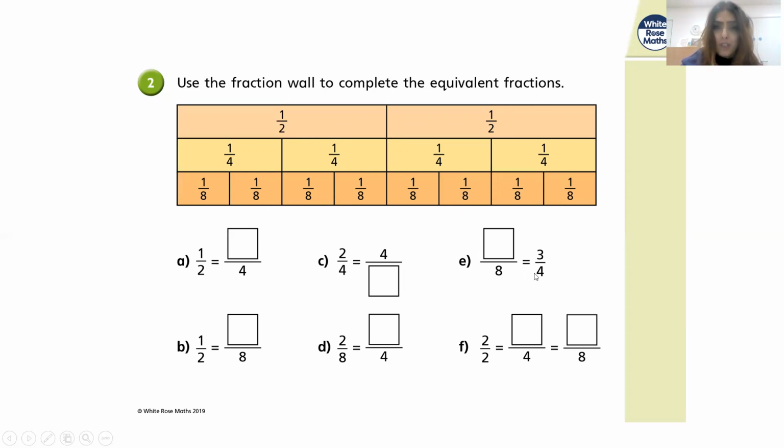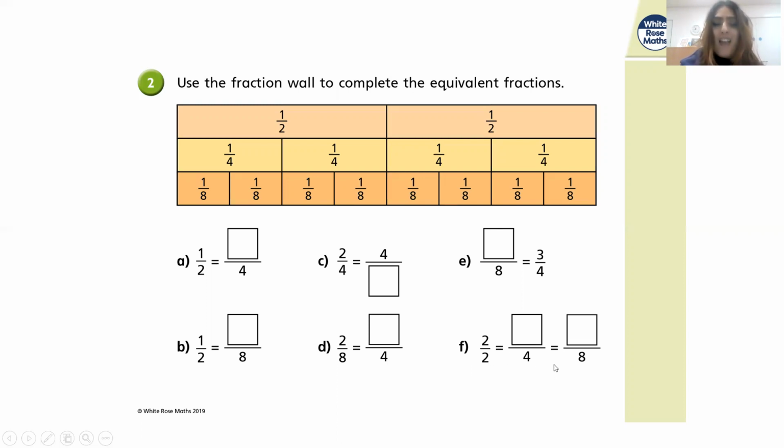Something 8s equals 3 quarters. Now, if I have a look at my quarters, here, 3 quarters are equivalent to what 8s? Fantastic. Let's count them. 1, 2, 3, 4, 5, 6. Well done. 6 8s. Can you do the last one on your own? Pause the video, and then when you've got the answer, I would like you to shout it out. Fabulous. Well done. It is 2/2 equals 1 whole.